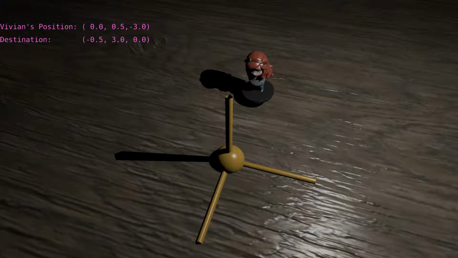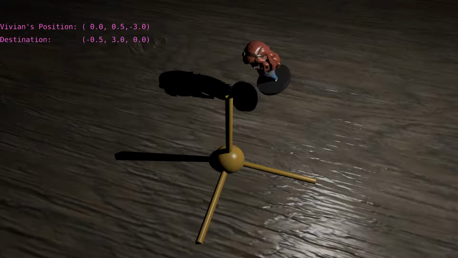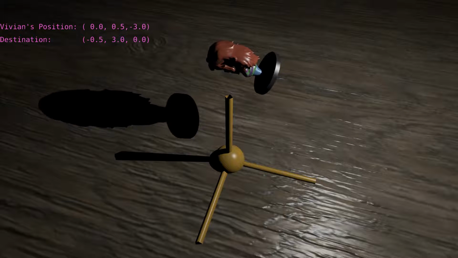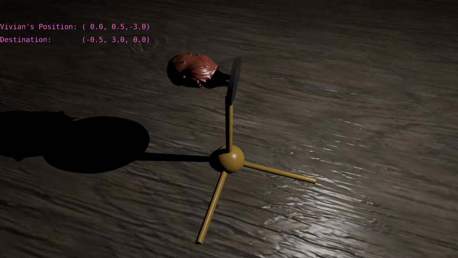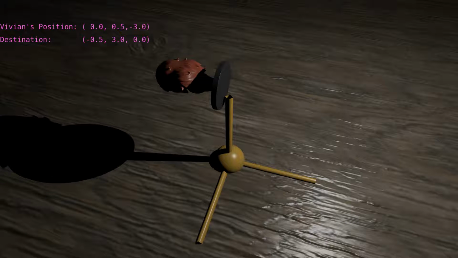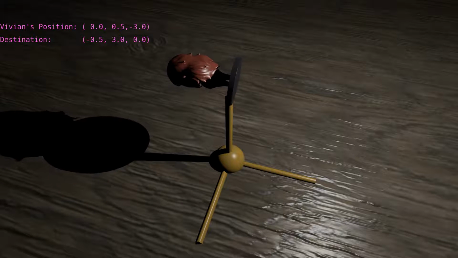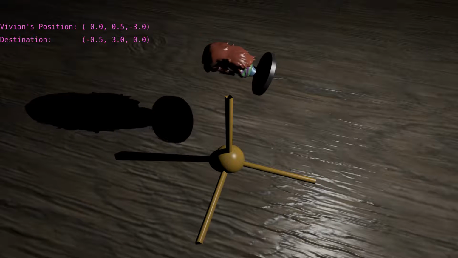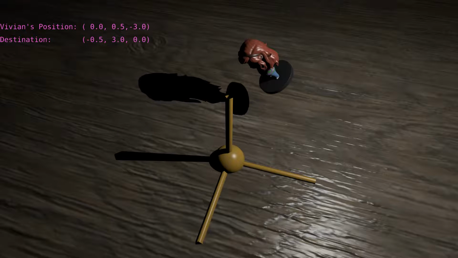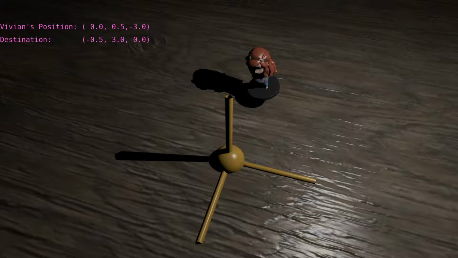From here, let's try to move her to -0.5 on the x-axis, 3 on the vertical axis, and 0 in terms of depth. We want her looking down with her head pointing left and her feet pointing right along the x-axis. We also want to do this by only using 90-degree turns along our axes.